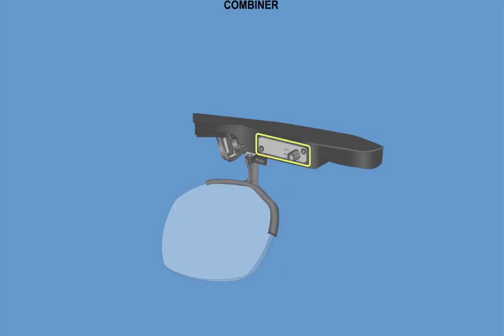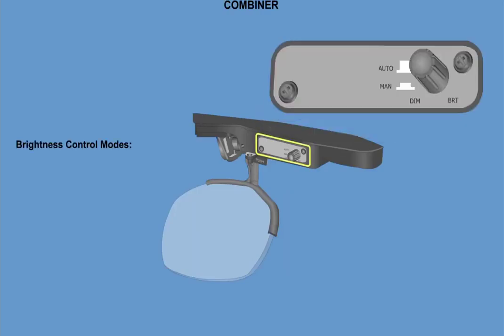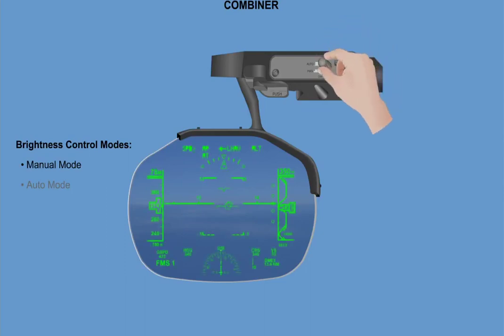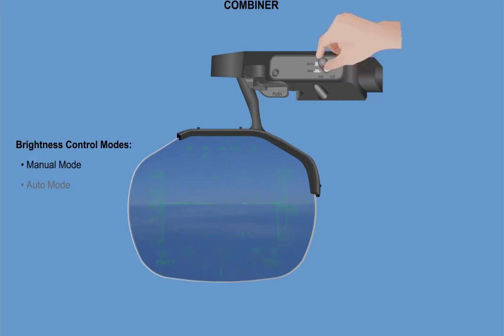Brightness control. HGS contains a brightness control device which has two modes, manual mode and auto mode. Manual mode. The control knob is pushed in to select the manual mode. The combiner display brightness can be increased by rotating the brightness control knob clockwise and decreased by rotating counterclockwise. The intensity of the display, once set, remains at the set level.